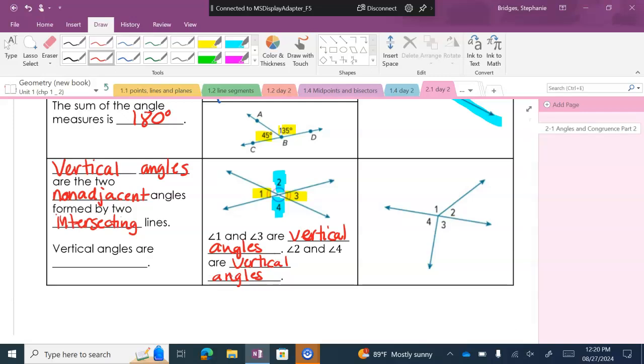There's one more thing we need to remember about vertical angles. Okay, we talked about adjacent angles. Those are just next to each other. They share an endpoint and a side. We don't know anything about their measures. Then we talked about a linear pair that we said together they give us 180 degrees.